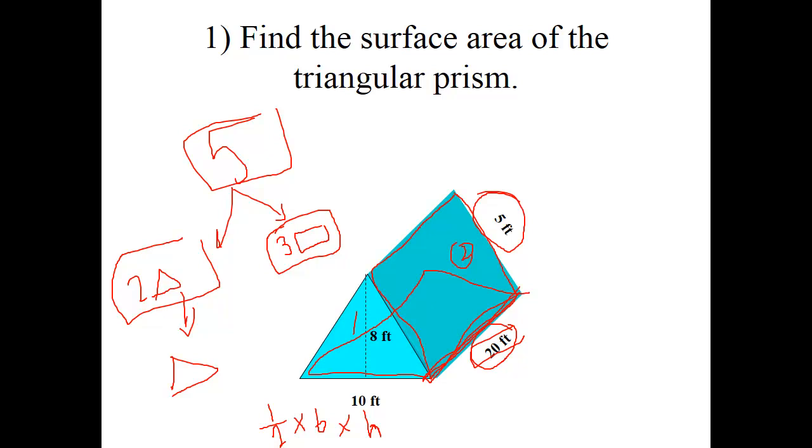The length is 20, but the width is 10. So the length is 20 and the width is 10. So again, the length is 20 and the width is 10, but both rectangles here are 5 and 20.